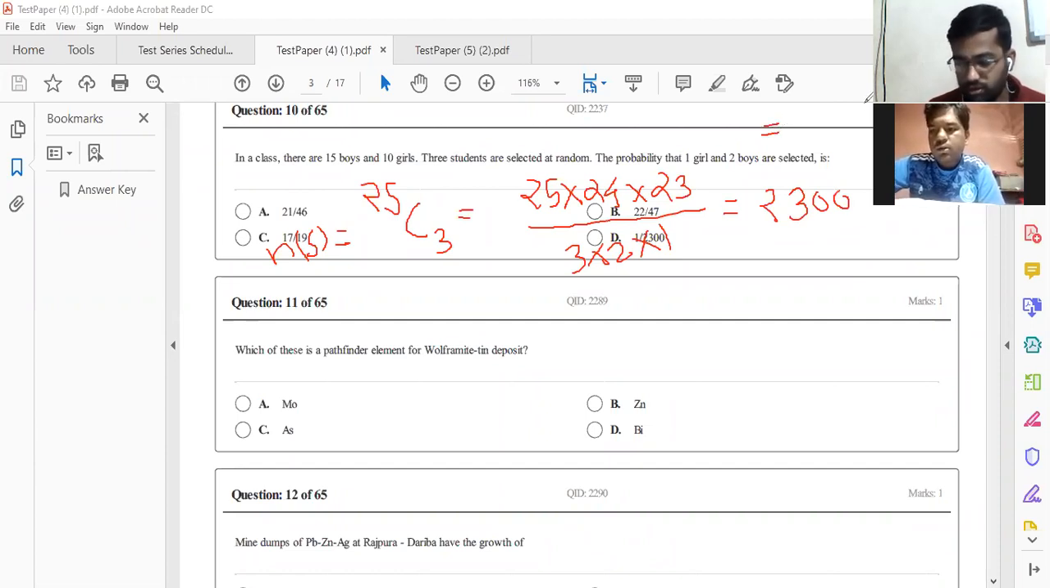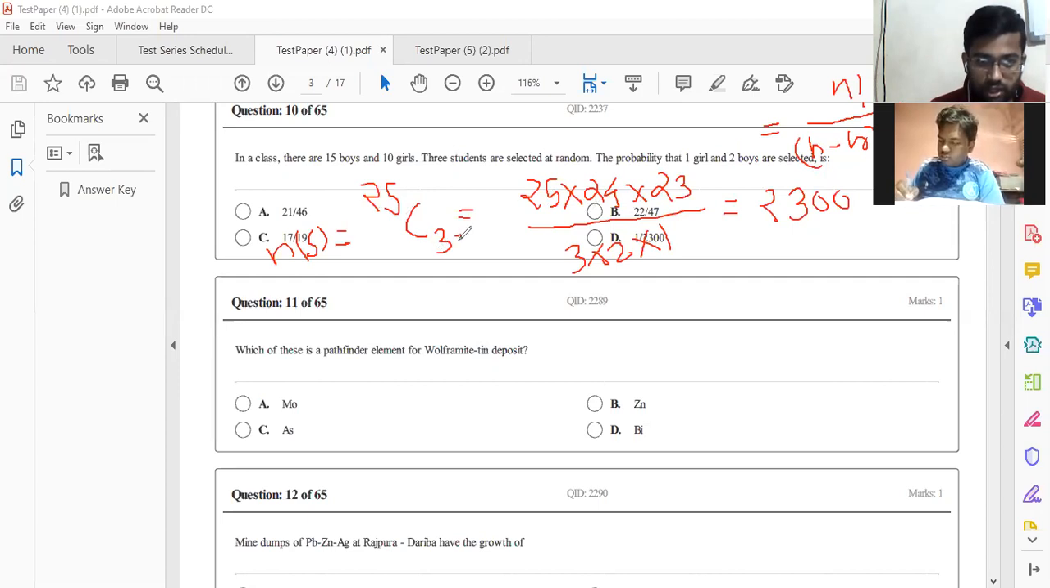You need to remember the basic formula. I am giving you the formula: n factorial divided by n minus r factorial, by r factorial. Clear? So here 25 is your n and 3 is your r. Okay, this is your n. So n minus r in the denominator. See, 25 minus 3, you will get 22 factorial.